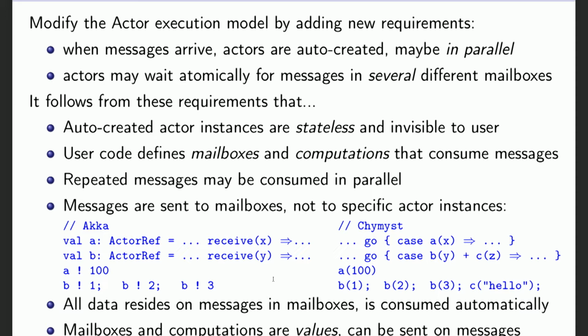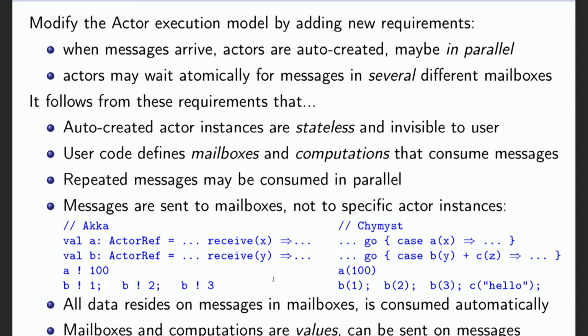Actors are created automatically by the system. You don't create actors. You create props, so to speak. You just create the body, the function body of the actor, but not the instance, not an actual actor ref. You don't manipulate actor refs. They're all automatic. And they're created automatically in parallel whenever messages arrive. So you actually send messages to mailboxes, and when messages arrive, automatically the system will make actors for you.